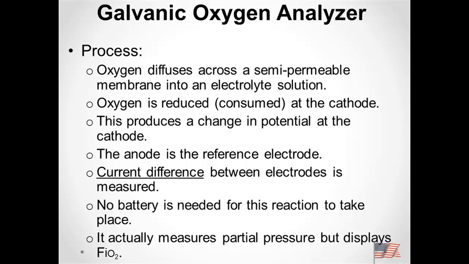So the anode is the reference electrode, and basically we're looking for current being generated because of the reduction of oxygen, just like a Clark electrode we use in the blood gas analyzer. That current can be measured. The nice part about this is there's no battery that is needed. It's an electrical reaction that happens just because oxygen is consumed. And it actually measures the partial pressure, but displays it as a fractional concentration. So it assumes that the barometric pressure is whatever it is, and that partial pressure is then converted into a fractional concentration.